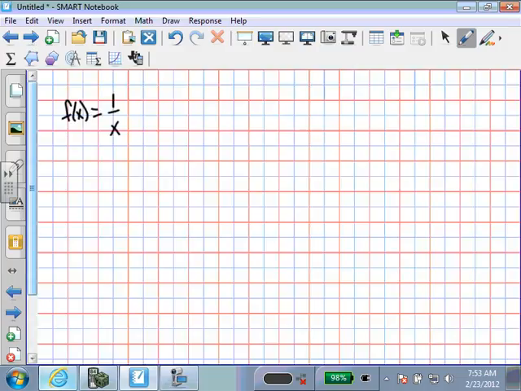Okay, so f of x equals 1 over x. So my domain would be all real numbers, except x couldn't equal 0, right? x is not 0, because that would zero out the denominator. There's nothing I can cancel, so I do not have a removable discontinuity. So that means 0 is my vertical asymptote.